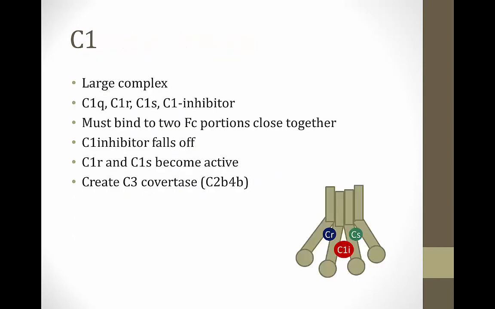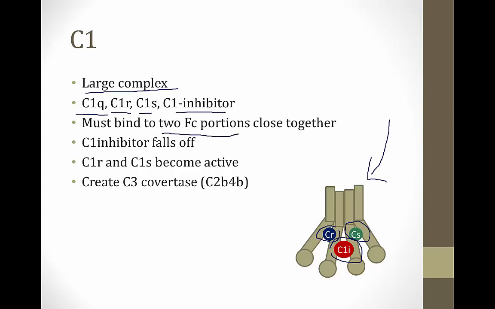So let's talk about the C1 component of the complement system, which is involved in the classic pathway. It's a very important complement protein. C1 is a large complex, and it consists of several different molecules together. It consists of C1q, C1r, C1s, and a C1 inhibitor. I've drawn an example of its structure down here. It's a very large molecule, and it contains the C1r portion right here, the C1s portion right here, and this is the C1 inhibitor.